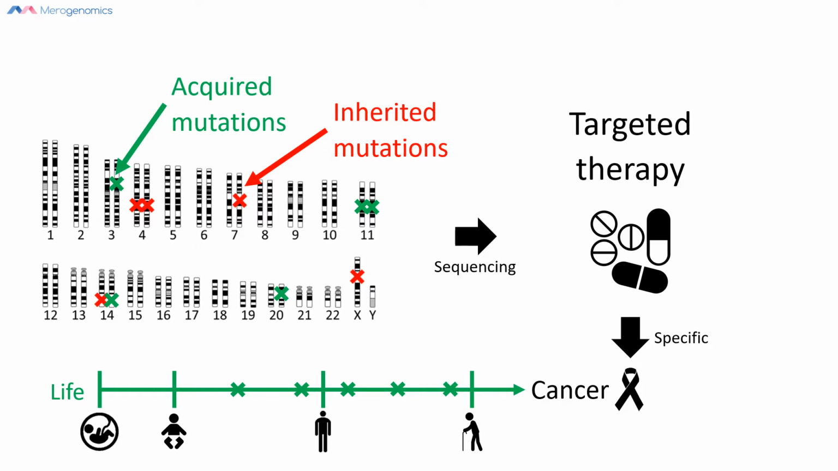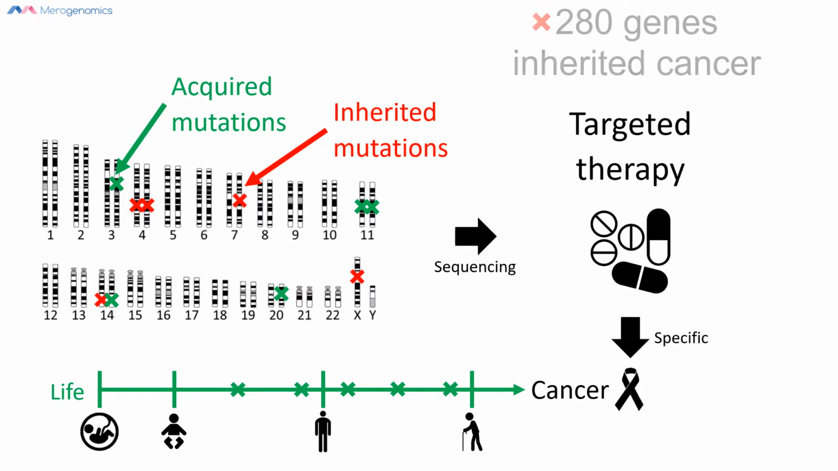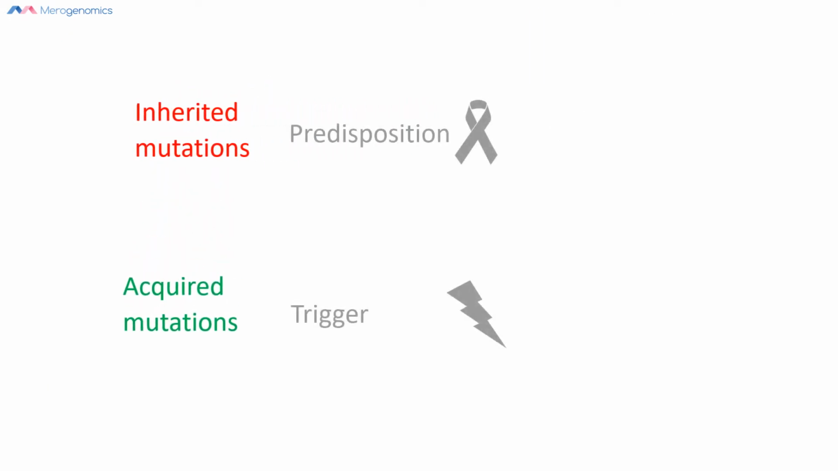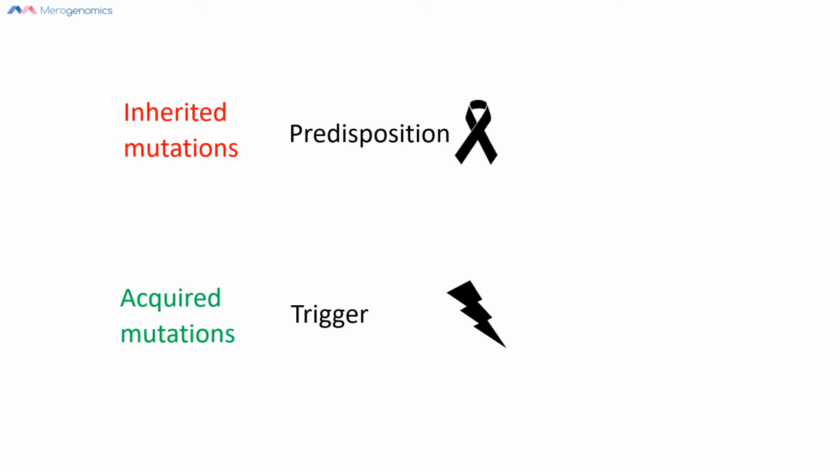Just to give you an idea of how many genes are involved, by one type of source, we already know there's at least 280 genes that are involved in cancer predisposition. So this is the type of information you're already born with. And we know of at least 600 different genes that, if mutated, could be contributing to the development of cancer. So there's many different ways of how cancer could be developed. So the take-home message here is that inherited mutations predispose you to cancer, whereas the acquired mutations, almost always, will be the required trigger for cancer to actually develop.